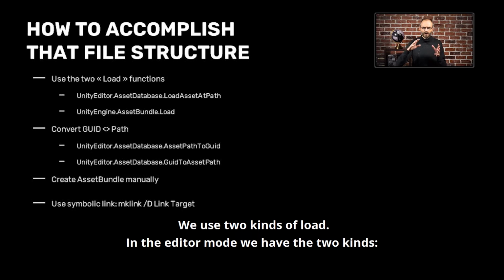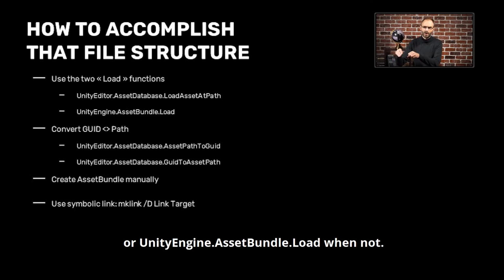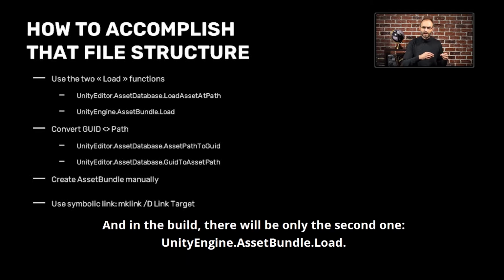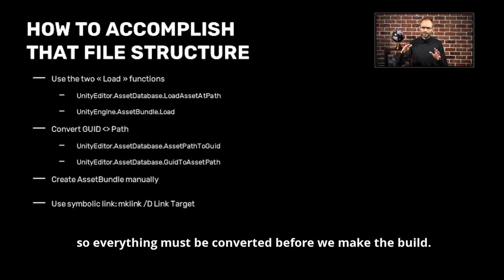And we use two kinds of load. In the editor mode, we have the two kinds. So we can either do a UnityEditor AssetDatabase LoadAssetAtPath when the file is in our project, or UnityEngine AssetBundle Load. And in the build, there will be only the second one, the UnityEngine AssetBundle Load. We also need to be able to convert a GUID to a path. And as you see, it's only a UnityEditor function. So everything must be converted before we make the build.